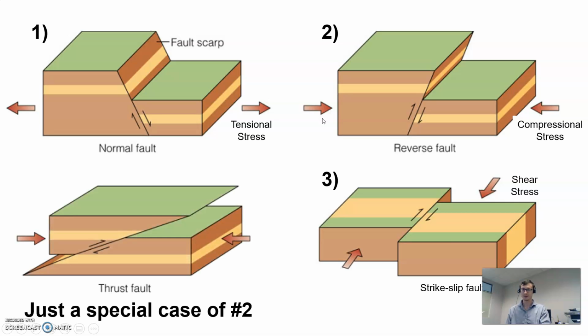And finally, sort of the special case of number 2 is what we would call a thrust fault, where instead of one being moved up relative to the other at a high angle, it's almost like a sheet of rock from one starts to climb over the other one. This is a reverse fault where the motion is at a very, very low angle, 10, maybe 20 degrees.